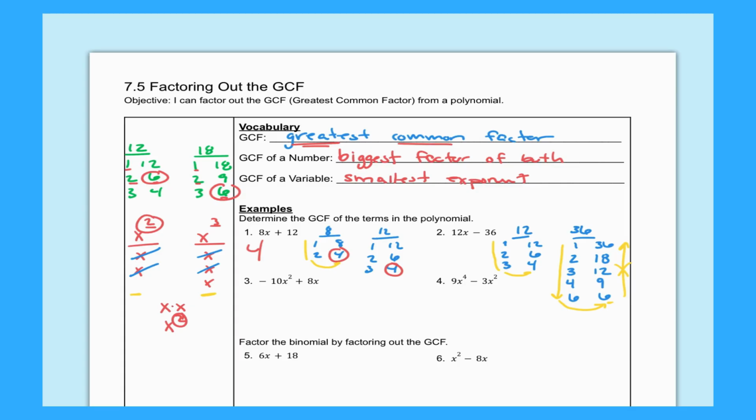All right, so let's go back to look at number 2 then. So here's all our factors. The biggest one they have in common is 12.